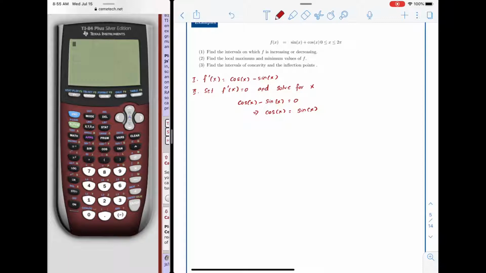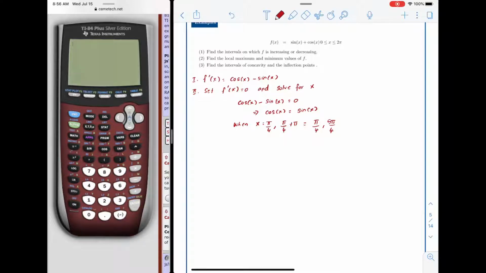Now, if you know trigonometric functions really well, we know cosine x is equal to sine x when x is equal to pi over 4, and we want to add pi to it because it is going to result in another period or another point. So pi over 4 plus pi, so we have pi over 4 and 5 pi over 4.